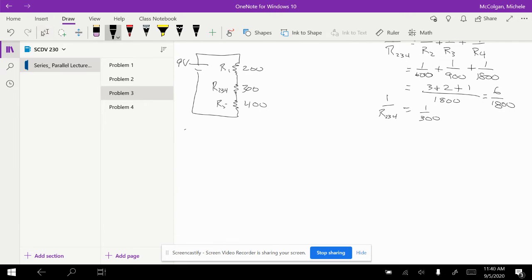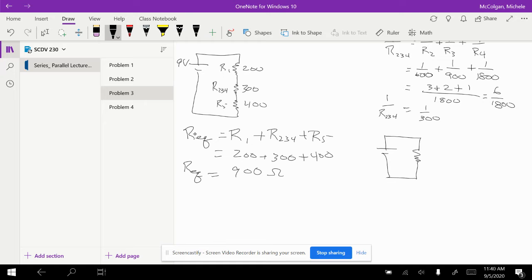So now I'm going to find the REQ of the whole thing, which is to add them together. So R1 plus R234 plus R5. And so that is equal to 200 plus 300 plus 400. And that's equal to 900 ohms. So R equivalent is 900 ohms. So I have now this circuit where this is 900 ohms and this is 9 volts. So I can calculate the current.